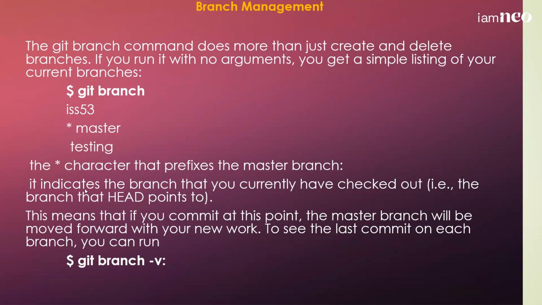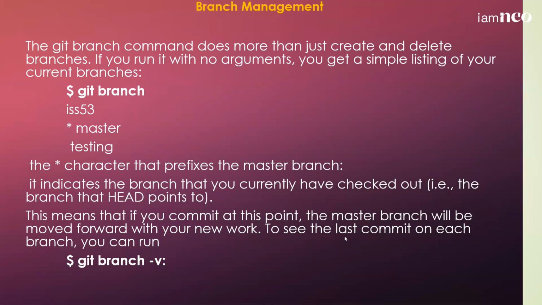And the star indicates the branch that you currently have checked out, you are currently in. This means that is the branch that HEAD points to. There will be a HEAD pointer pointing to the active, checked-out branch. This means that if you commit at this point, the master branch will be moved forward with your new work. So when you do merging here, the issue 53 changes will be updated to master.